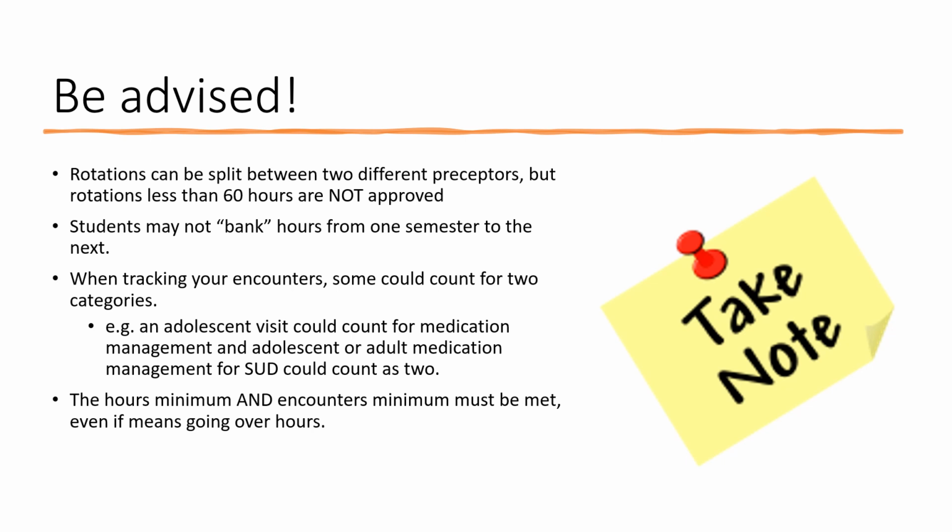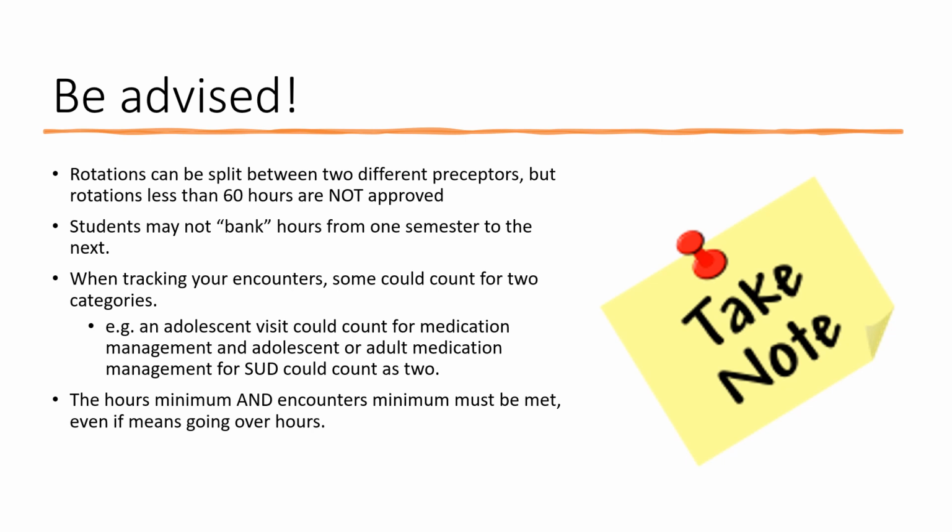And when tracking your encounters, you can count some of those encounters as two. So let's say you're seeing an adolescent visit for medication management. Well, you get to count two of those right there as far as your encounters. And say you're seeing an adult and you're doing medication management and substance use. Well, there you can count two.